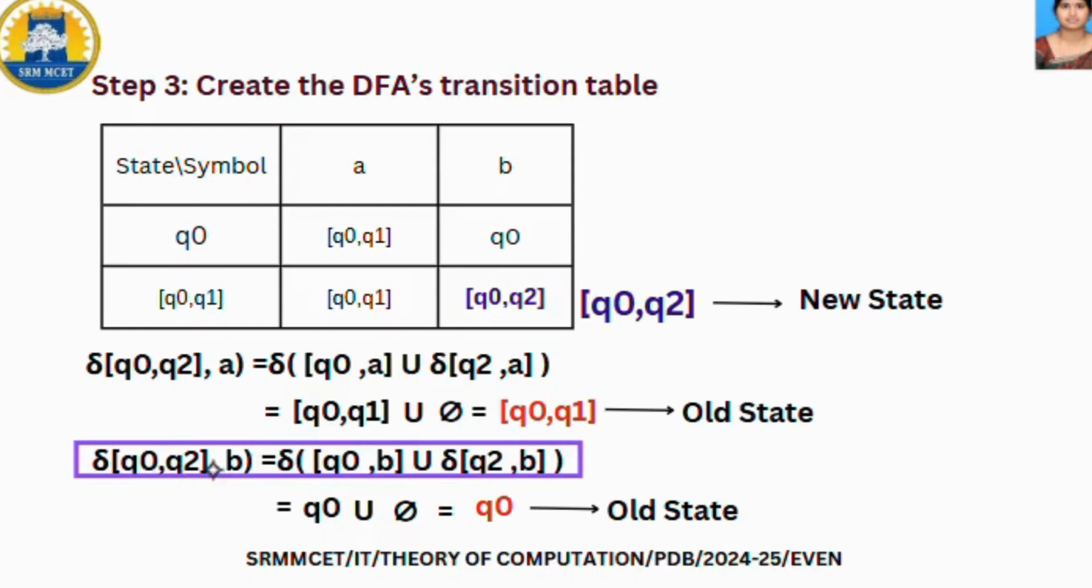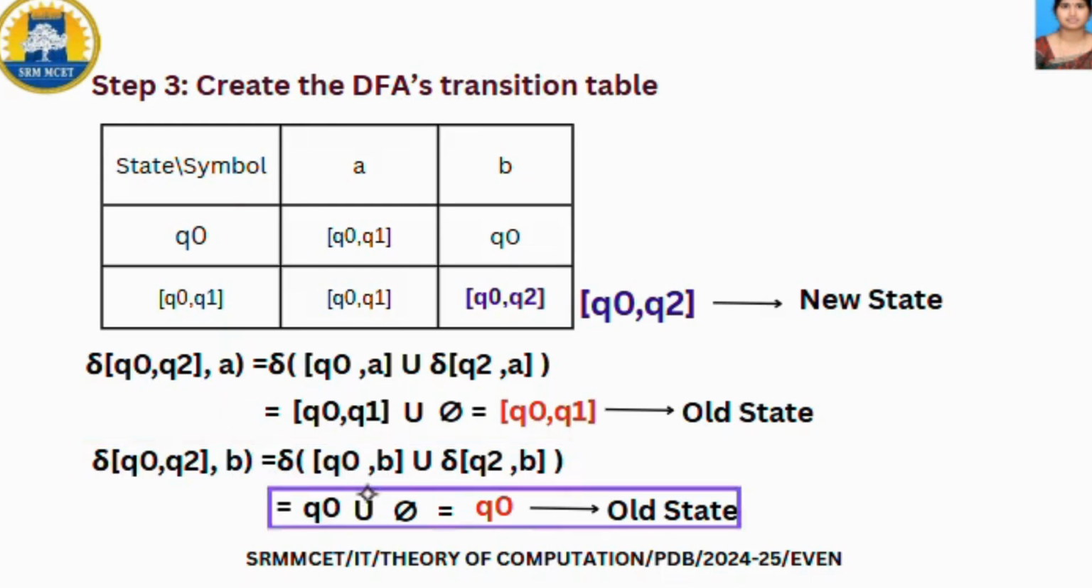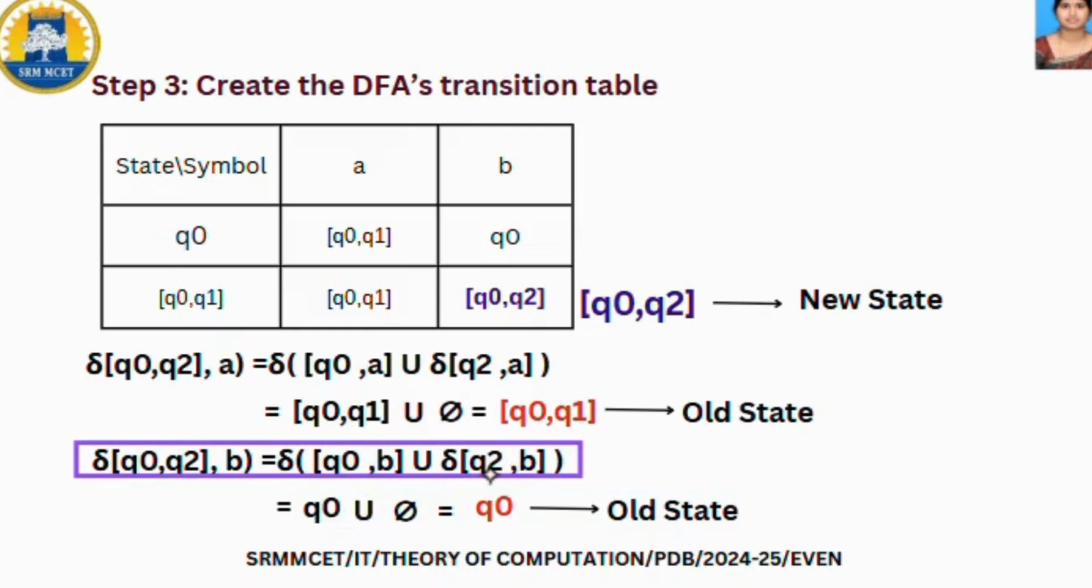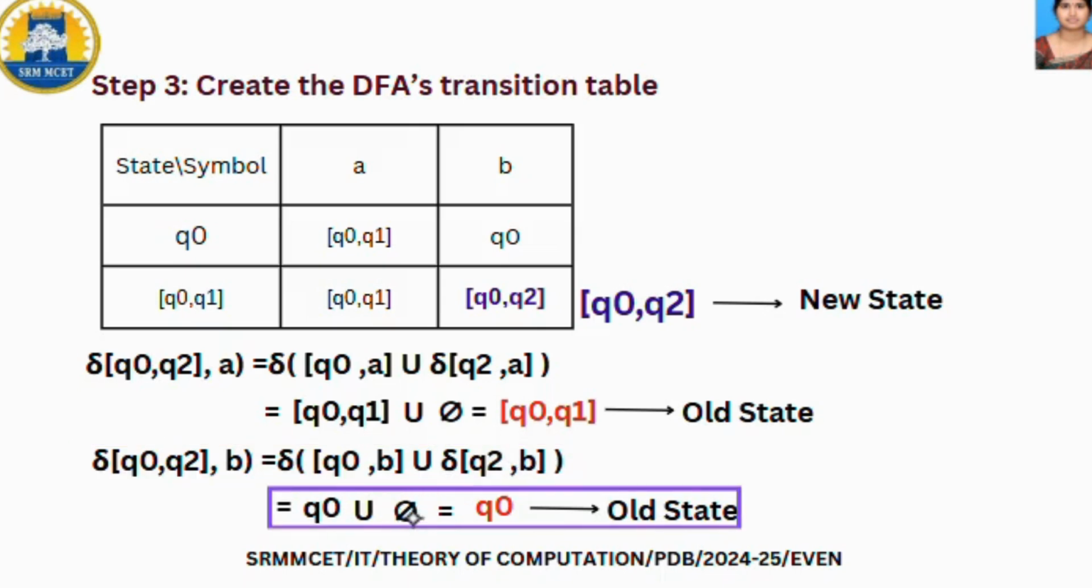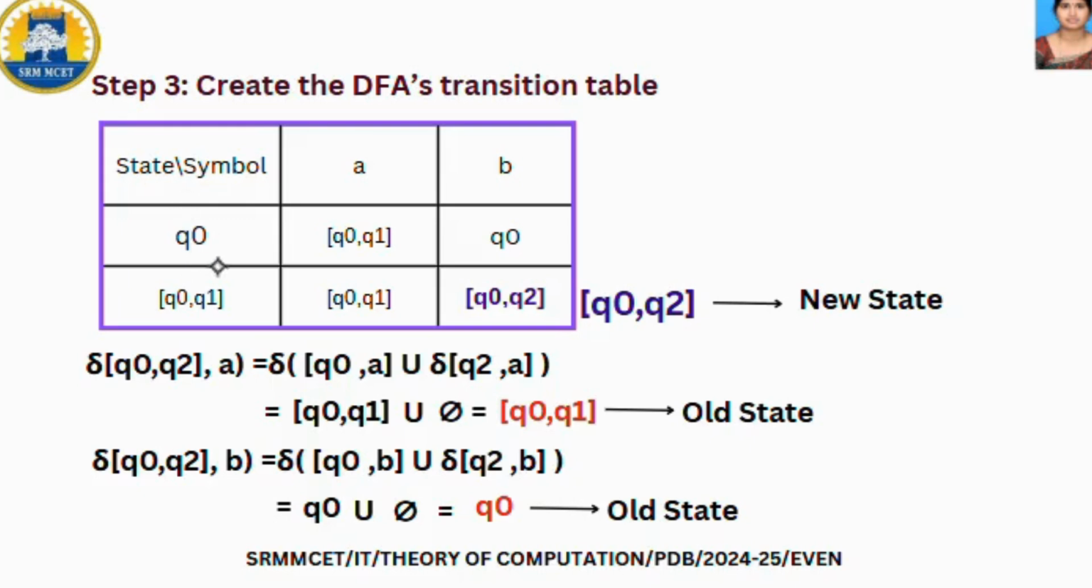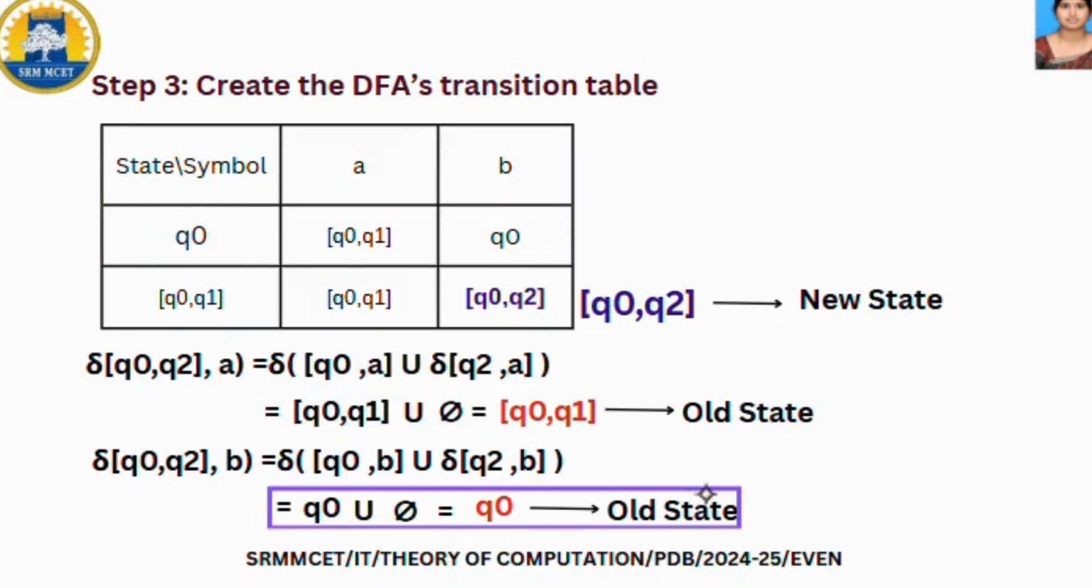So again we have to find the transition of q0 q2 using b. Here we get transition of q0 comma b union transition of q2 comma b. From the NFA transition table, q0 comma b gives q0, and q2 comma b is a null value, so there is no transition. Finally, applying the union operator, we get q0, which is also an old state that we mentioned earlier. That is the initial state of our NFA, which is also the initial state of our DFA transition table. So we didn't get any new state, and with this we end up with the DFA transition table.